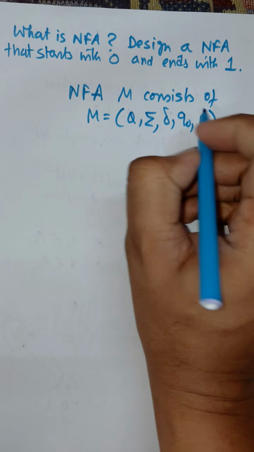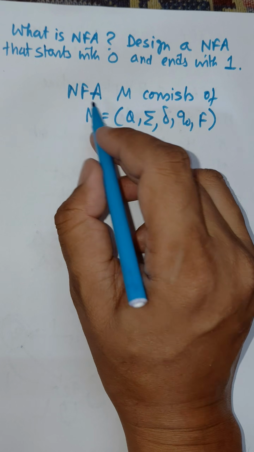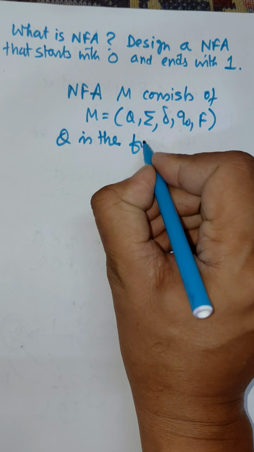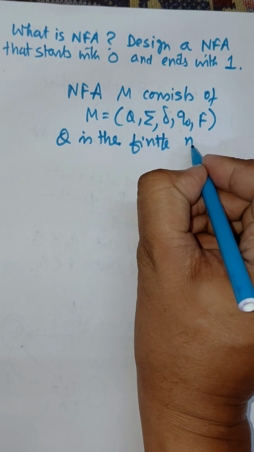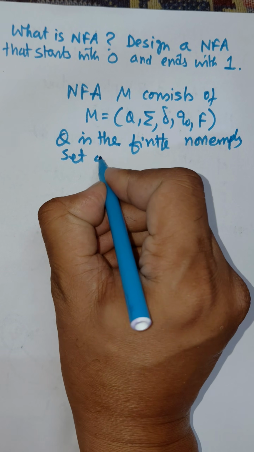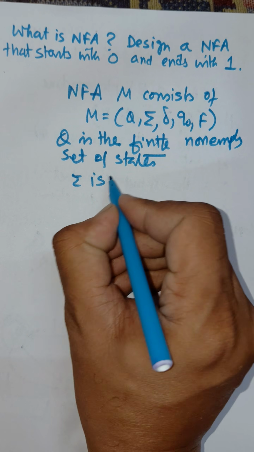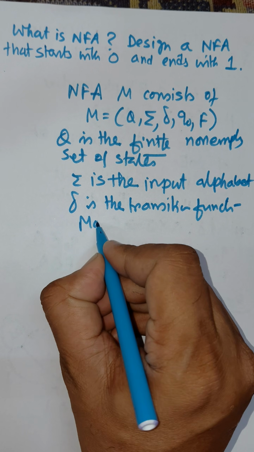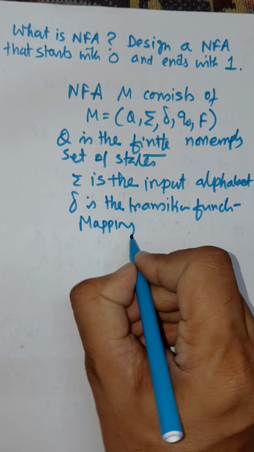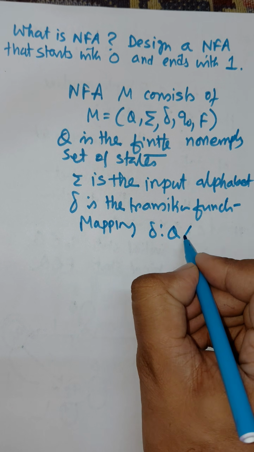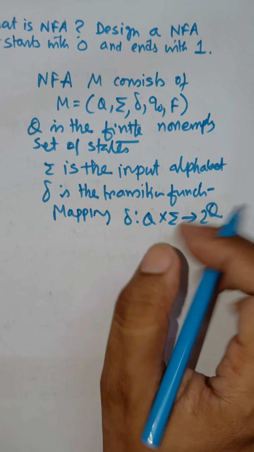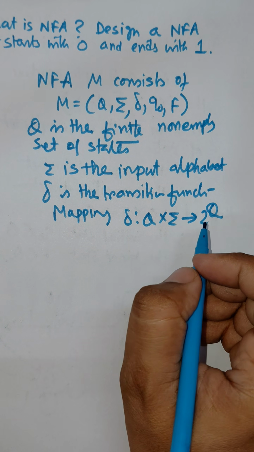These are the five tuple of the NFA, where Q is the finite non-empty set of states. Σ is the input alphabet. δ is the transition function, a mapping δ: Q × Σ → 2^Q. 2^Q means the power set of Q. It can be any combination from the power set of Q.